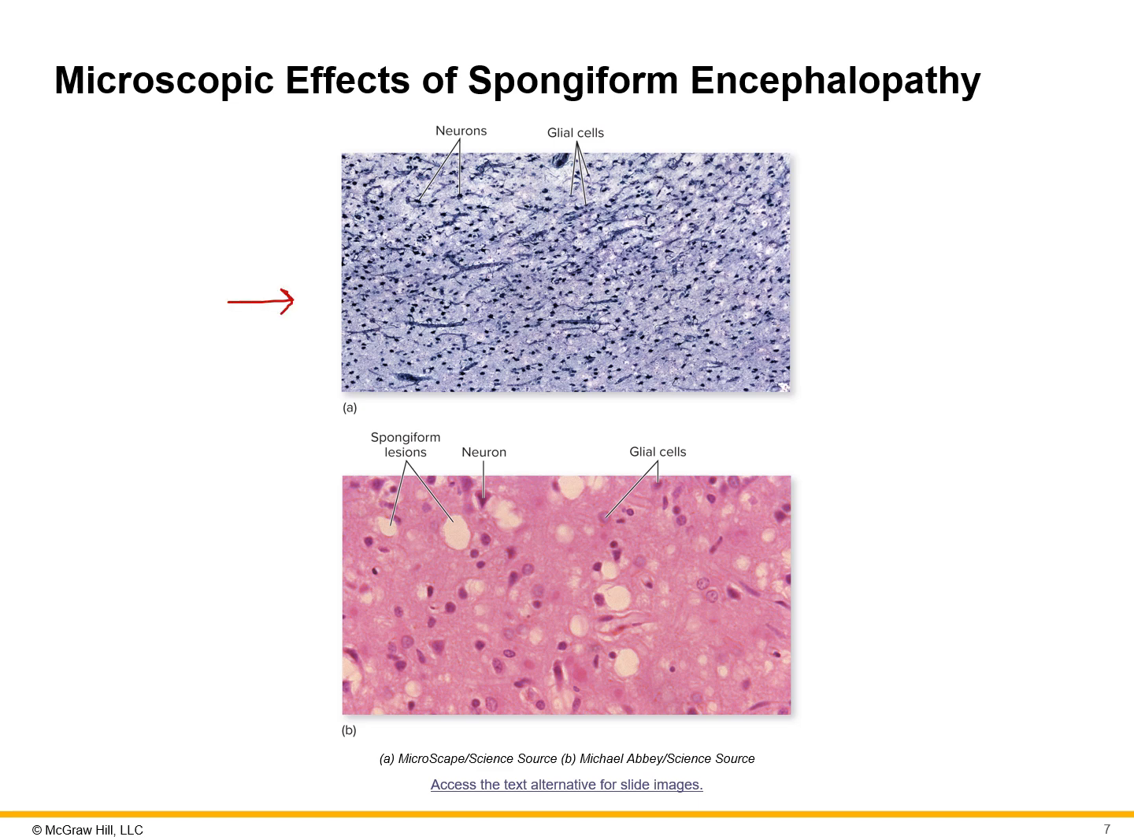So our normal brain here at the top, and then one with a prion disease or an infection. We start to see these holes in the brain from the death of those neurons. So that's spongiform encephalopathy.